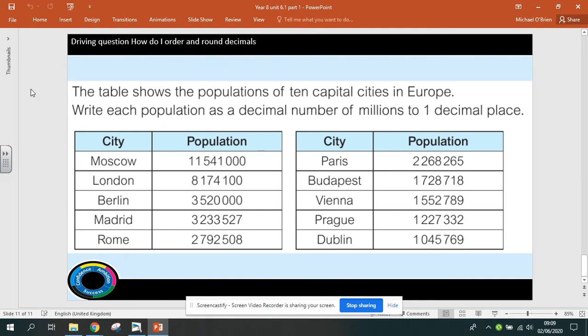And that brings us to the end of this lesson. Next lesson we'll be carrying on with a little bit more rounding, but this time to significant figures, and also some ordering of decimal numbers.